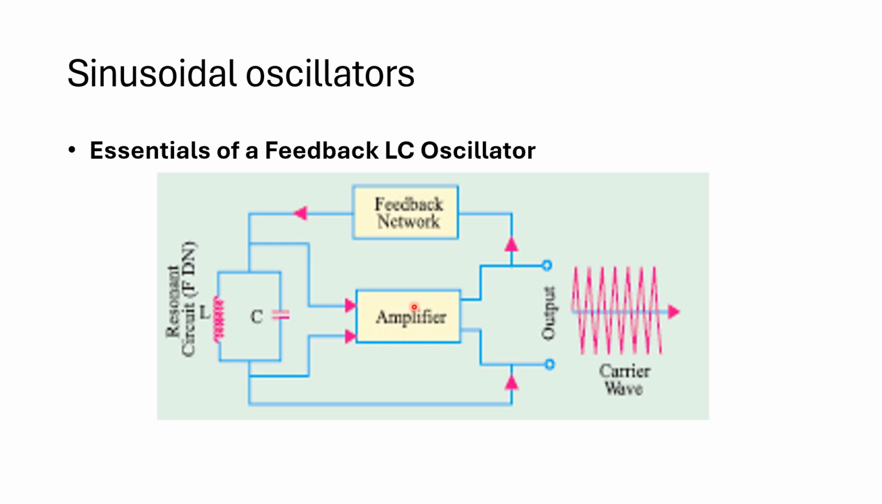So we have here an amplifier circuit, okay, and then we have here a feedback network circuit. As you can see, for an oscillator circuit, we do not have an input signal, okay, so there is no input signal for an electronic oscillator.